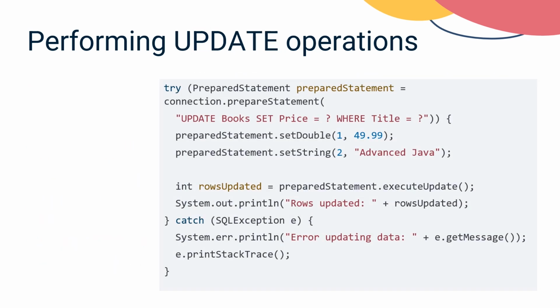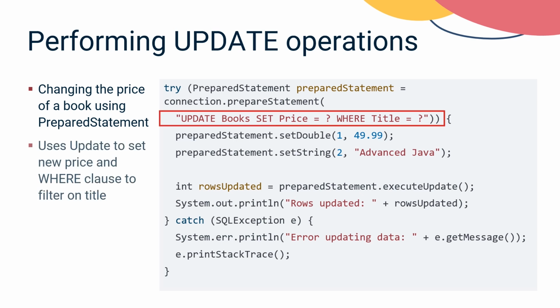In terms of update operations, this is an advanced example of changing the price of the advanced Java book by using a prepared statement object. We are not showing an example of using a simple statement object, as it is not as secure. In this code, the update command sets the new price and uses the where clause to filter on the title.